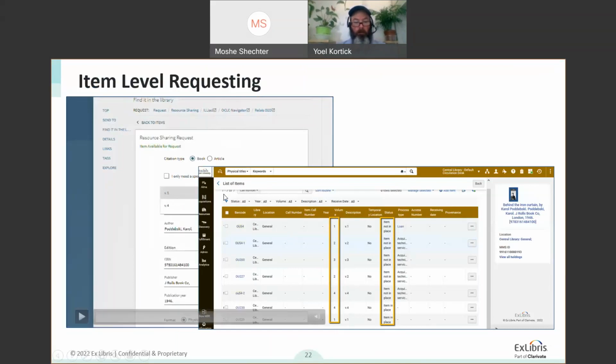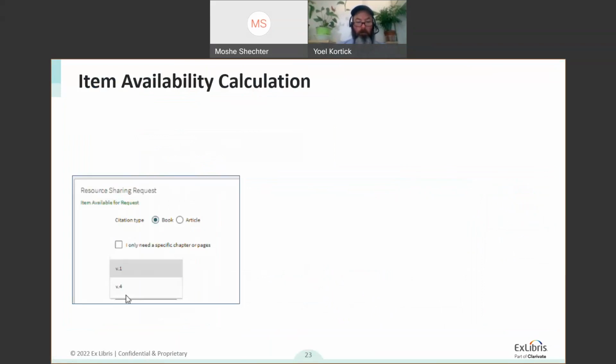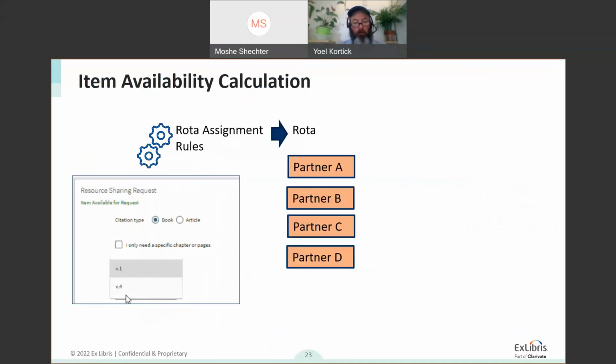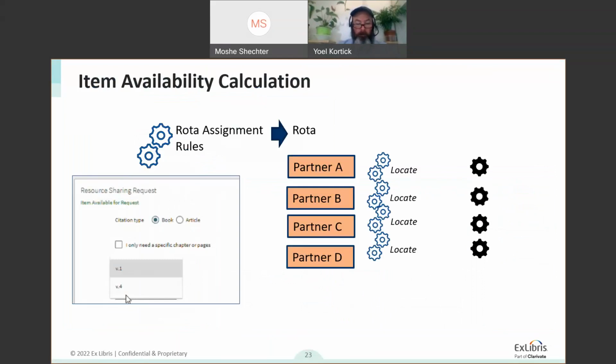Now here's an example from a single lender, the Open University, but the same calculation would go through multiple lenders. And it would be the same calculation we talked about before. When the calculation is done, the RODA assignment rules are run, the RODA is calculated, and each one of the partners is calculated as per the locate profile.